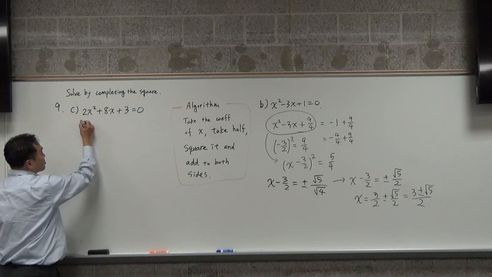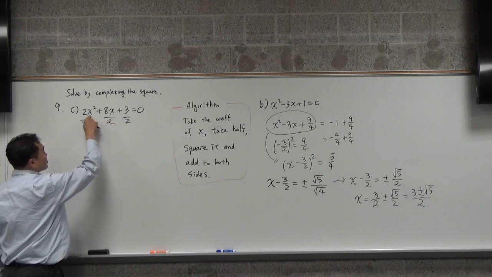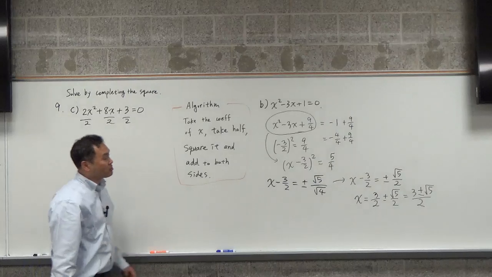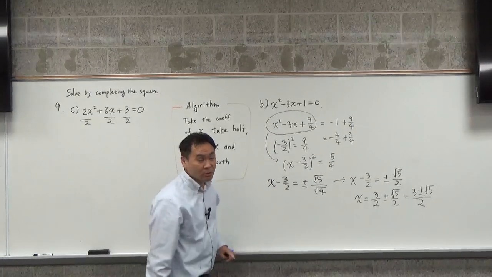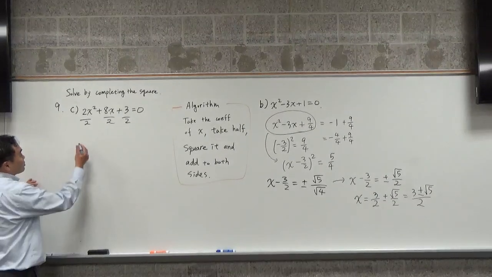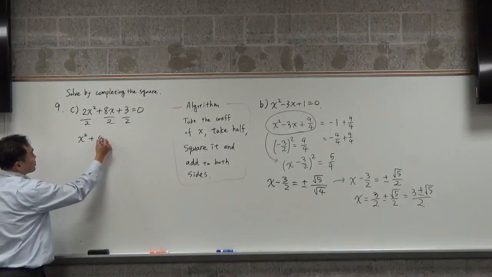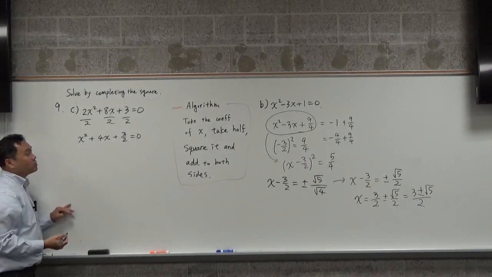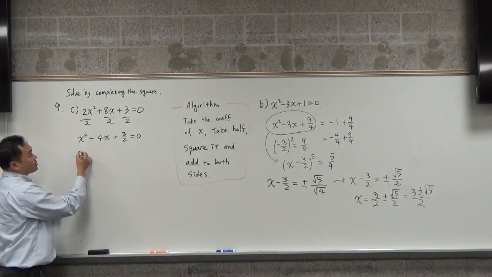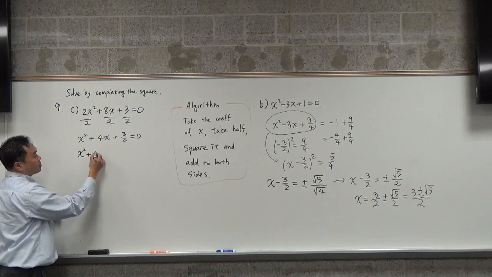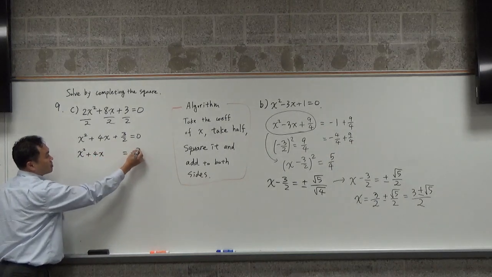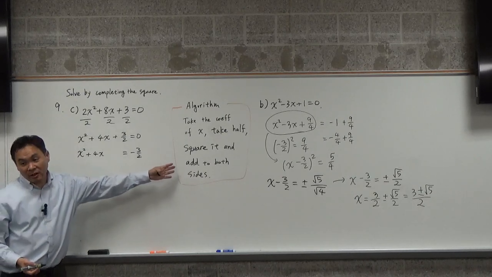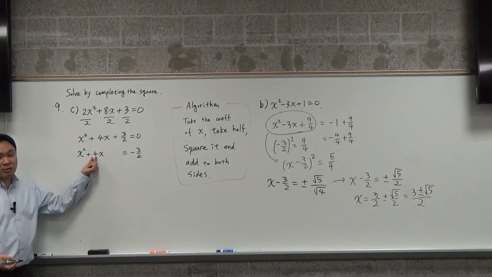Divide all the terms by 2. That's because the way we understand completing the square only works when the coefficient of x squared is 1. So we have to divide by 2, and then you have x squared plus 4x plus 3 over 2 equals 0. Now, subtract the 3 over 2 to the other side, right? And then we're going to apply the algorithm, which is to take the middle number, divide it by 2.